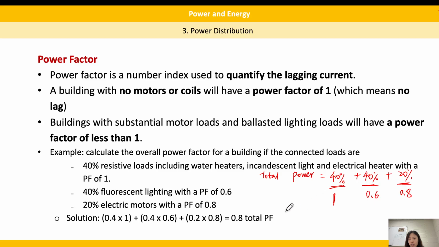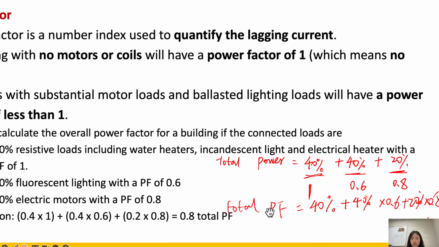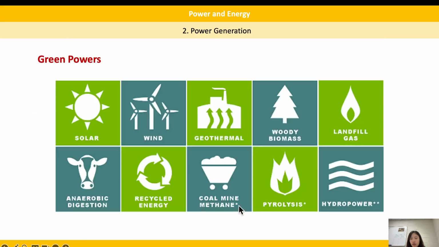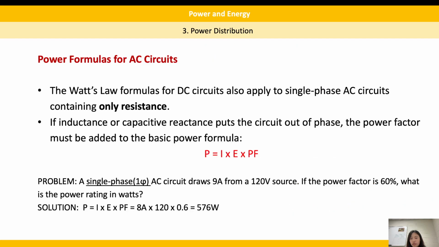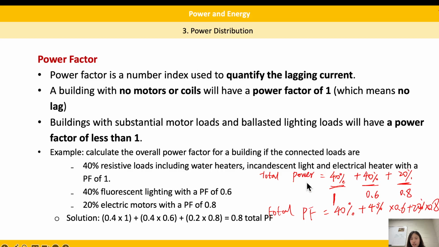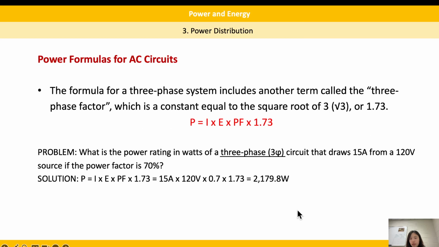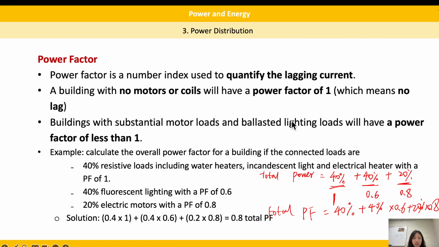So when we calculate the total power factor, we have to consider this. It means it's the total power factor. Once we want to calculate the total power, we can use the power factor multiplied by the existing power.